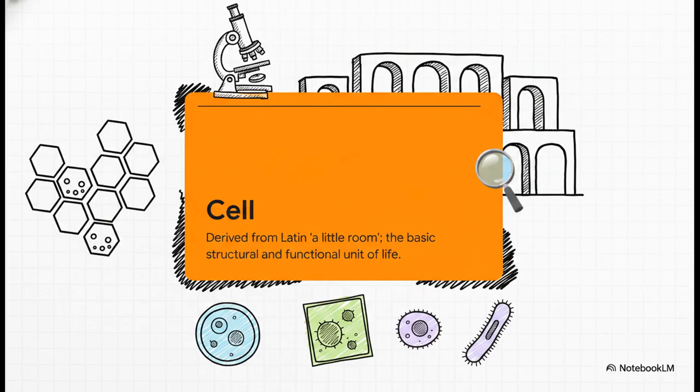The crazy part is, when Hooke saw those little honeycomb compartments, he named them cells, which actually comes from the Latin word for a little room. It's such a cool historical footprint because that was the very first time anyone realized living things are made up of separate, tiny building blocks. And hey, it's a term we still use every single day.